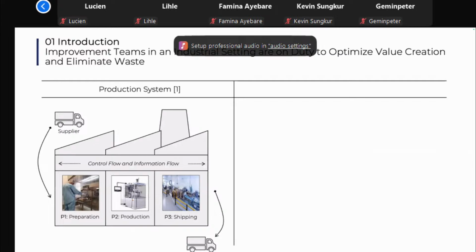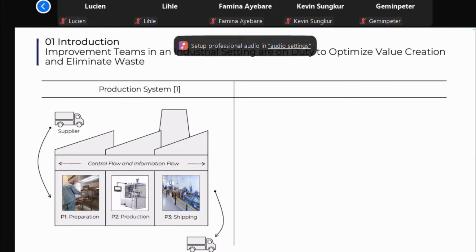So improvement teams in industrial settings are on duty to optimize value creation and eliminate waste and of course contribute to sustainable development. Thereby, their area of responsibility is the so-called production system, which consists regularly of a supplier or different suppliers, different processes, of course, a customer, and the overarching control and information flow.